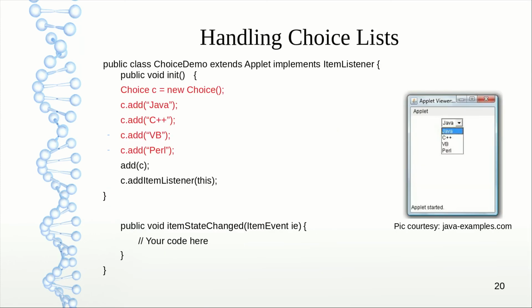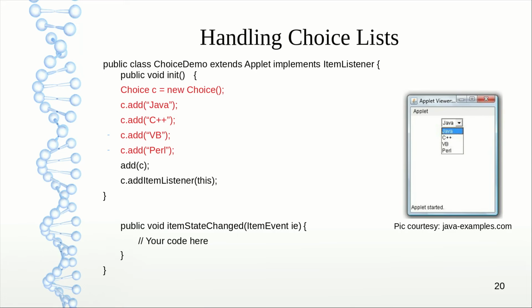Here you can see how events associated with the choice list are handled. The main event associated with the choice list is the item event, and this is handled using the ItemListener interface.